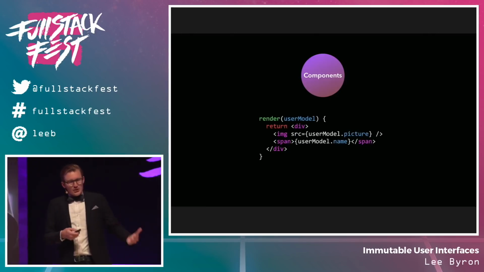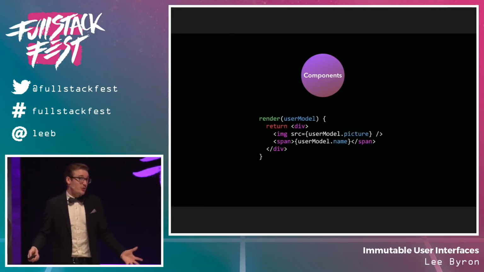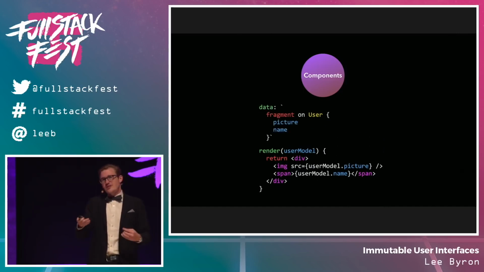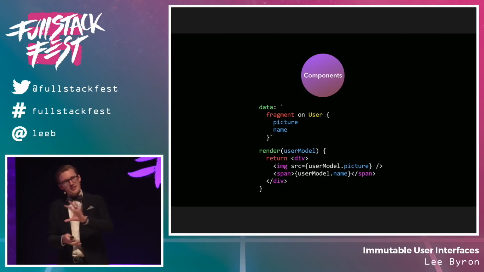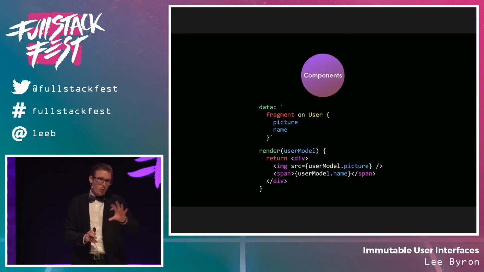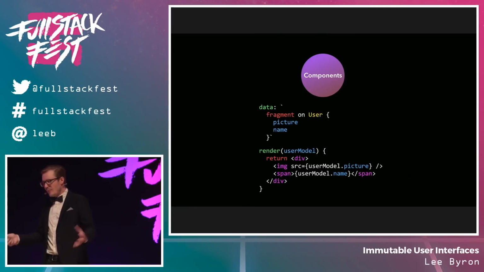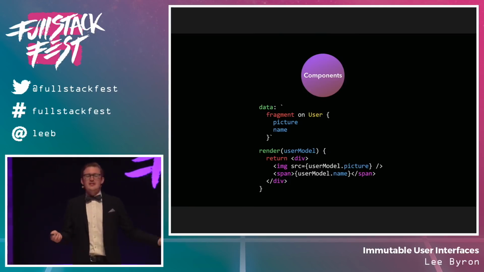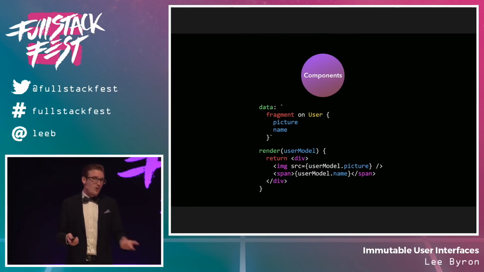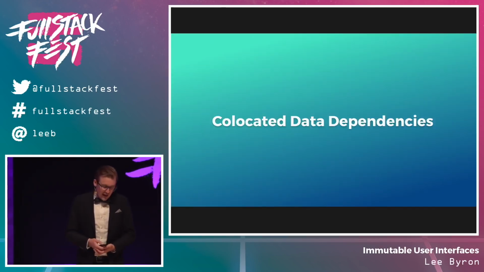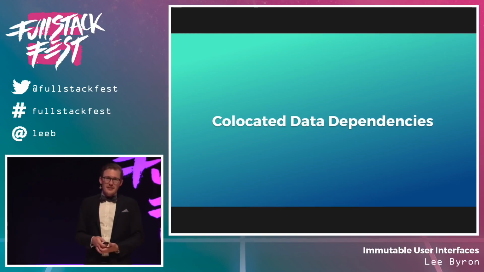So if each component describes not just the function that takes the state of the world and gives you your views, but also all the things that it will need from the model, then you have both of these things within the same place that define both what data you need and how to render that data onto the screen. Because they're described right next to each other, it's really easy to avoid these problems of overfetching, underfetching, and broken UIs. And we call this co-located data dependencies.